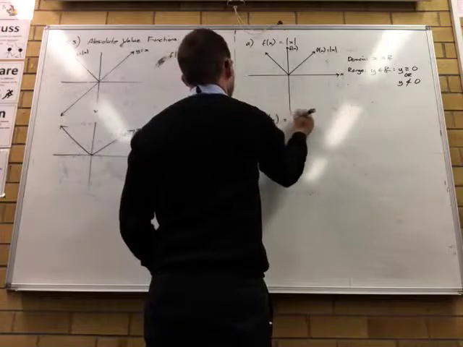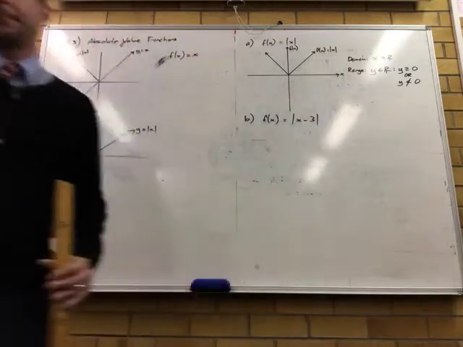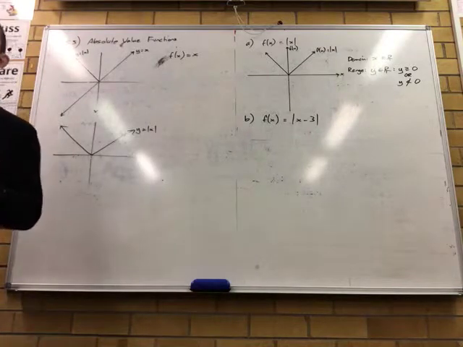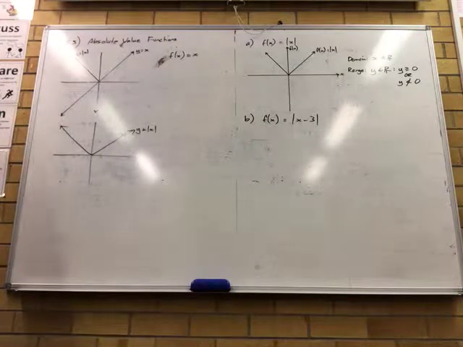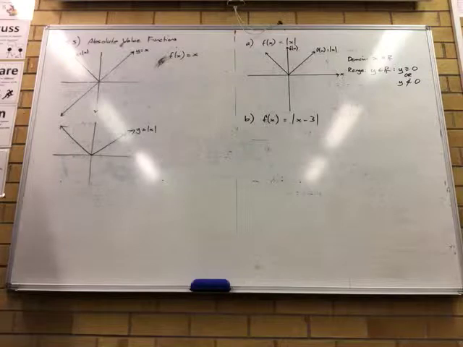f of x is the absolute value of x take away 3. So this goes back to the work we've just done when we're adding or subtracting a constant within the function. The same principles apply here. It shifts horizontally, but does it go left or does it go right? It will go to the right.